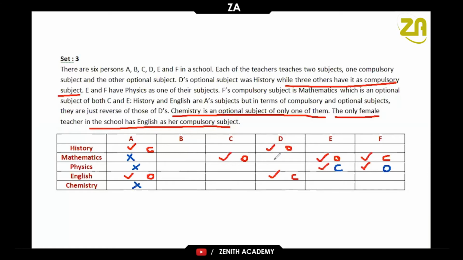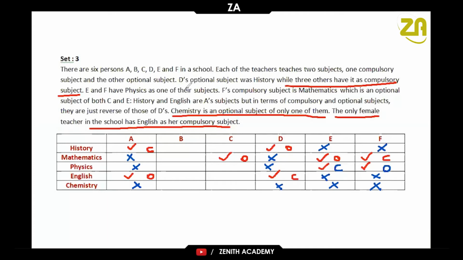Here you can also cancel these cells. Here two subjects decided, so cancel out these cells. Similarly, here you can cancel out because you decided two subjects of teacher F. Okay. Now see again indirect information.